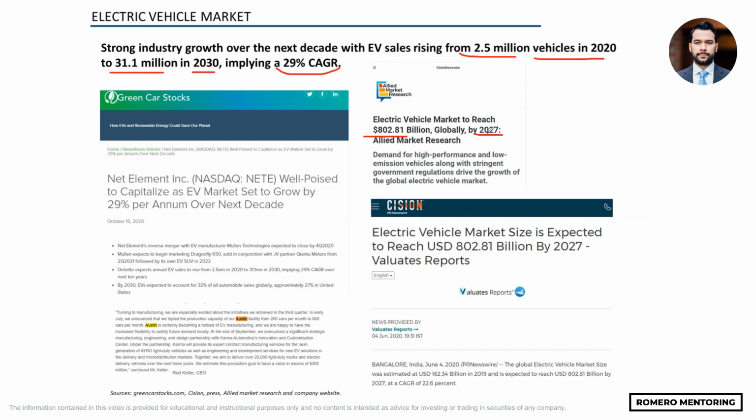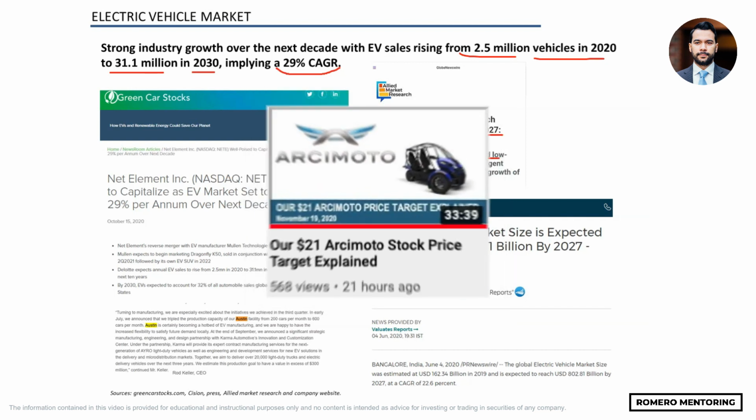And this is why there's so much capital flowing into this sector. The bigger picture is low emissions. This is all related to sustainability, environmentally friendly, sustainable businesses to address climate change. And you're seeing the private sector coming up with solutions and products to tackle global warming. And if you want to know more about this, go back and watch our video on Arcimoto.